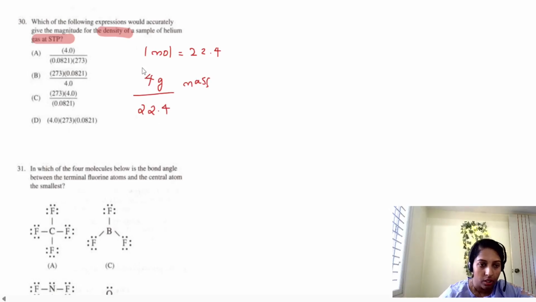Oh, they were not given any option like that. So what is this 22.4? How did we get this 22.4? PV is equal to nRT, right? So pressure is 1 atmosphere at STP. Volume we do not know. And n, the number of moles, is 1 we are considering.